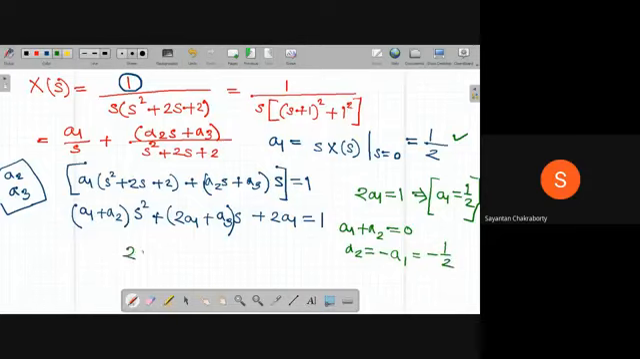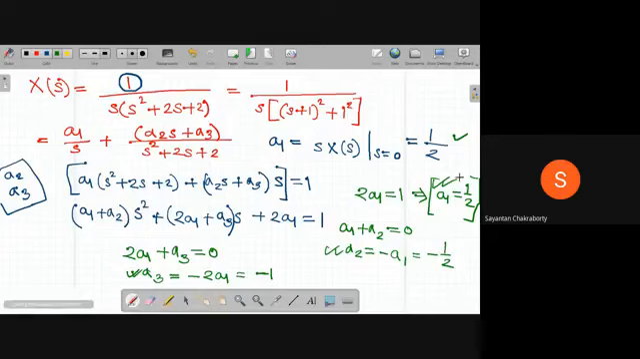Then 2a1 plus a3 is also 0. So a3 is equal to minus of 2a1, that is equal to minus 1. Right? So you get your a3, a2 and a1 values like this. So this is another way of finding out these coefficients a1, a2, a3, right?